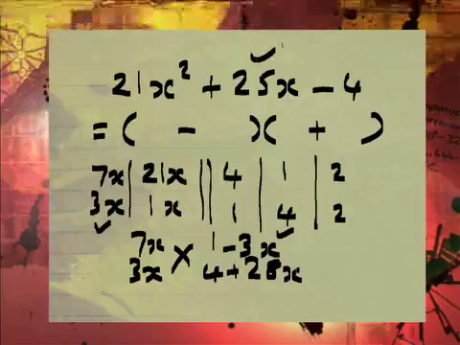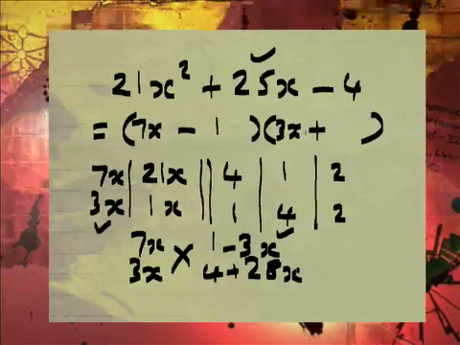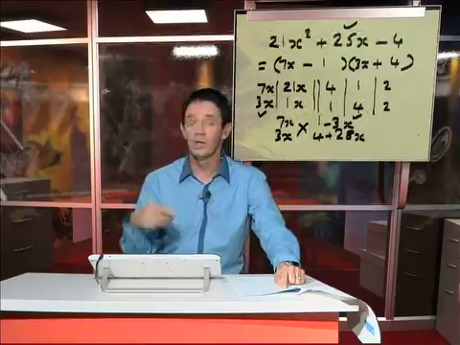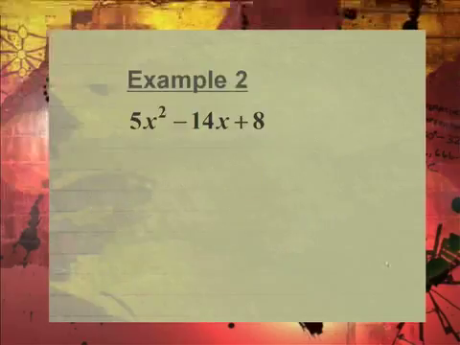So all I do is I say, well, that's 7x minus 1. So I write there 7x minus 1, and then clearly 3x plus 4. If you multiply out, it's going to most certainly work. No problem in that. Let's look at another sum as well. If we go to another one, have a look at that one.